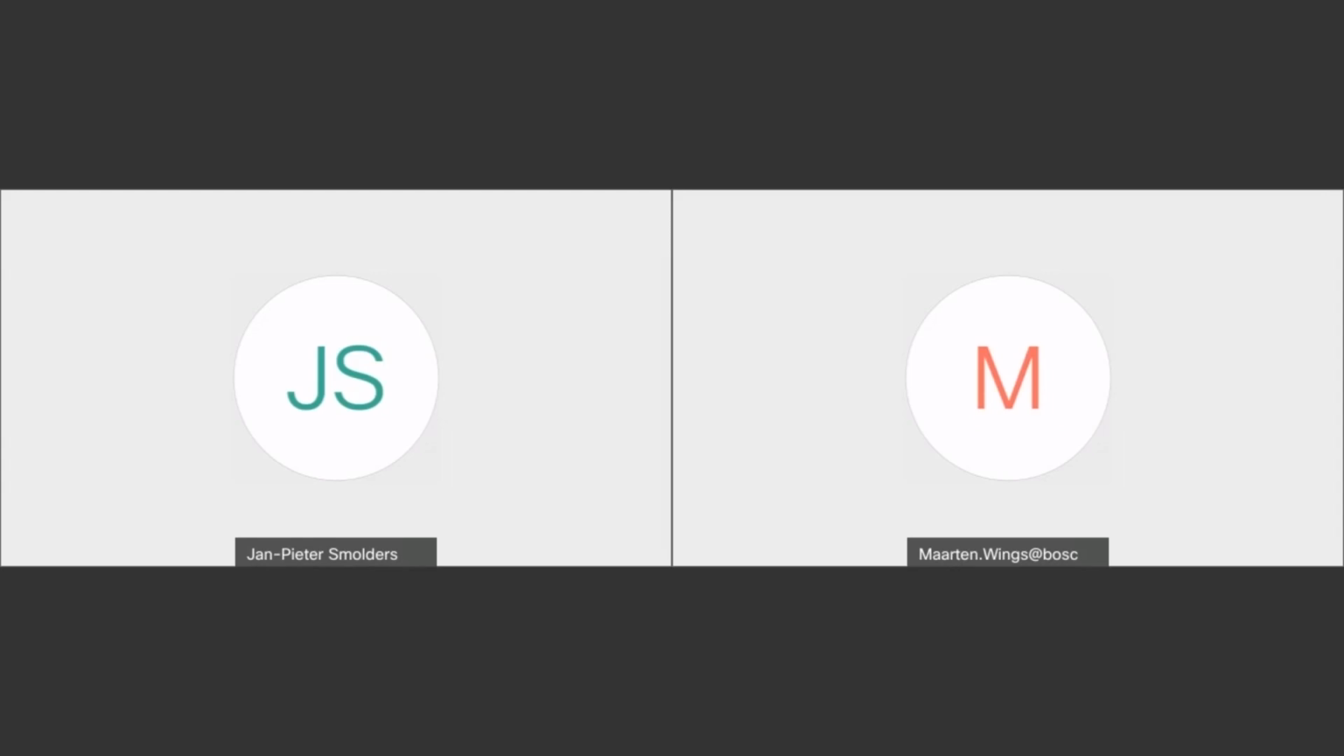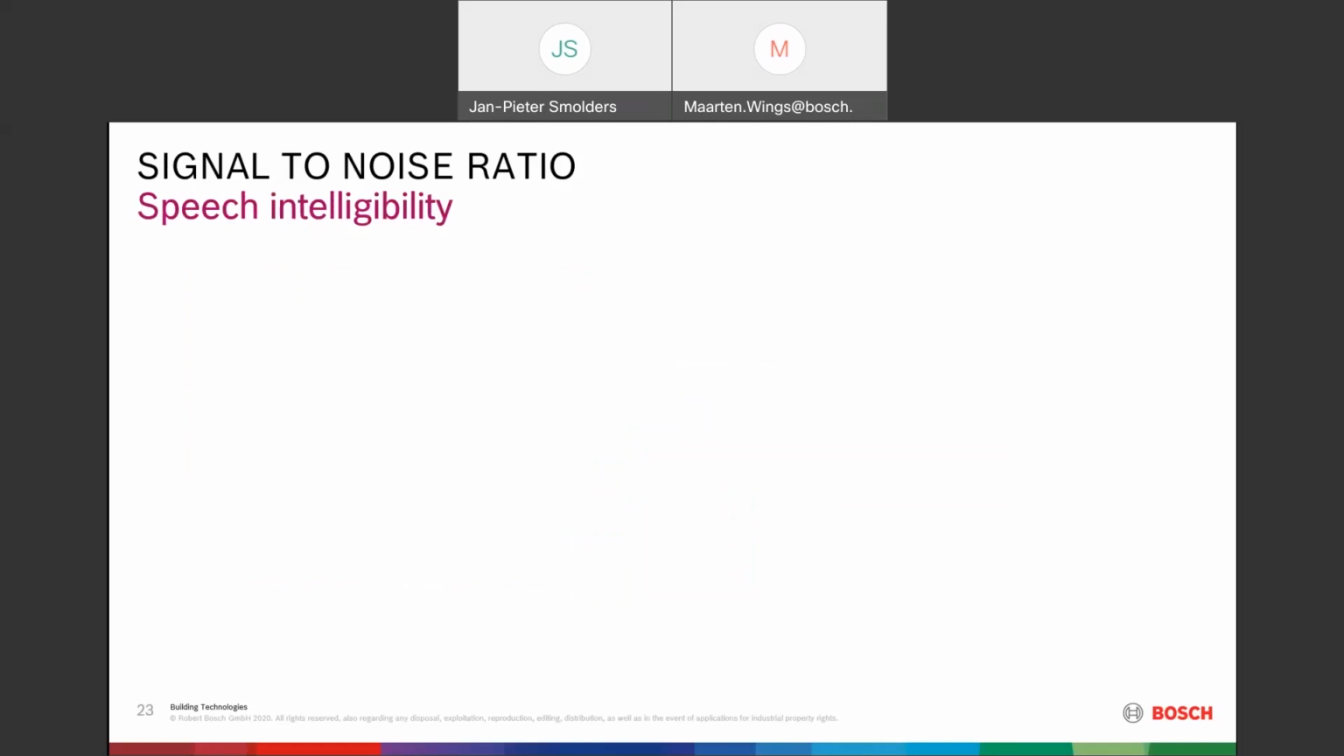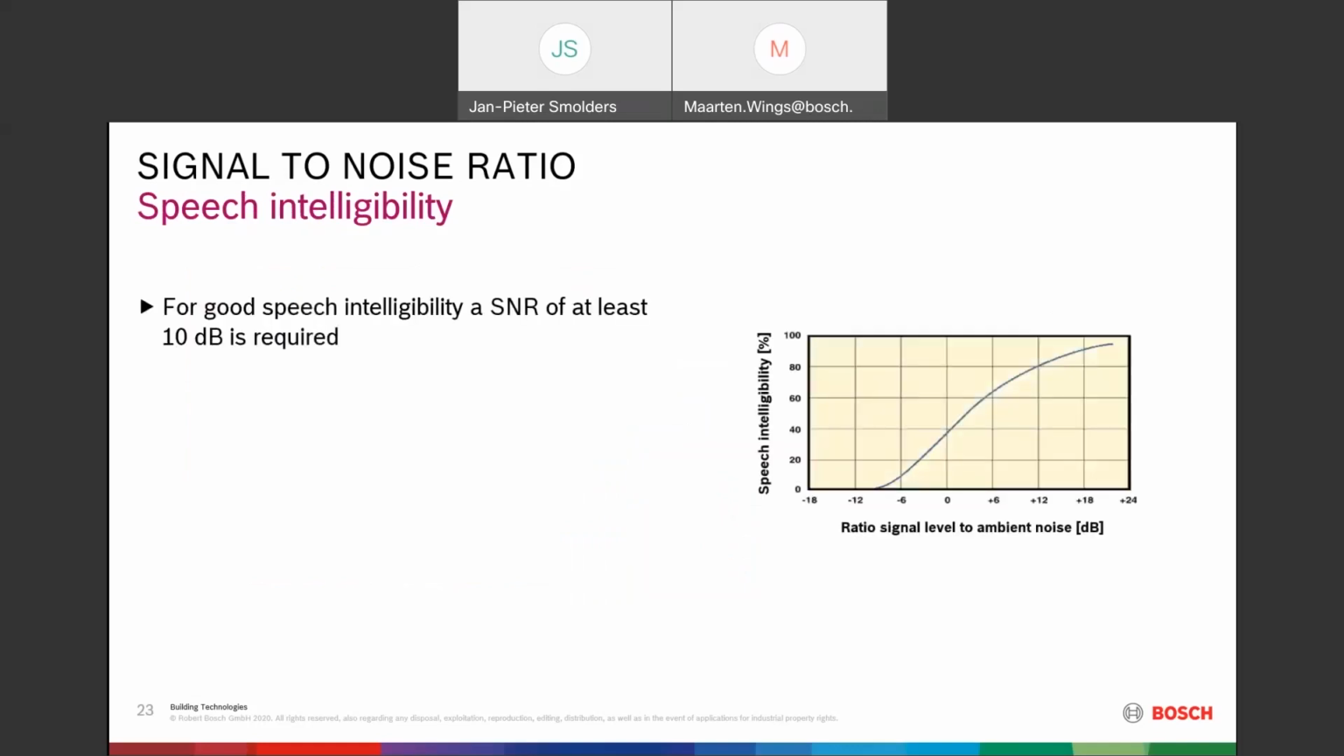So this is an indication of a good and a bad sound to noise ratio. At first recording, it was not really audible what the message was, and you can imagine if there's traffic inside of a tunnel like this, the sound to noise ratio is even worse. So these are challenging environments where you have to make sure that the signal that comes out of the loudspeakers is higher than the noise level.